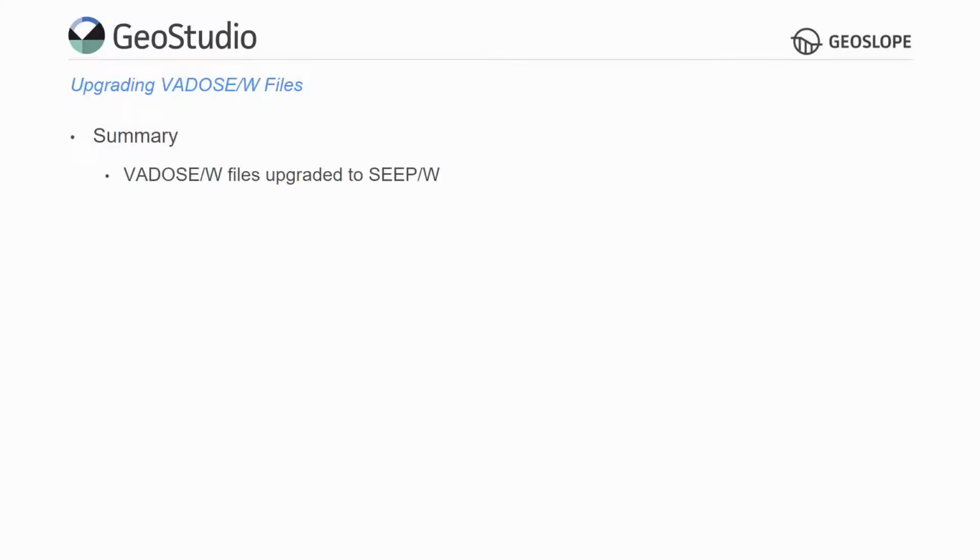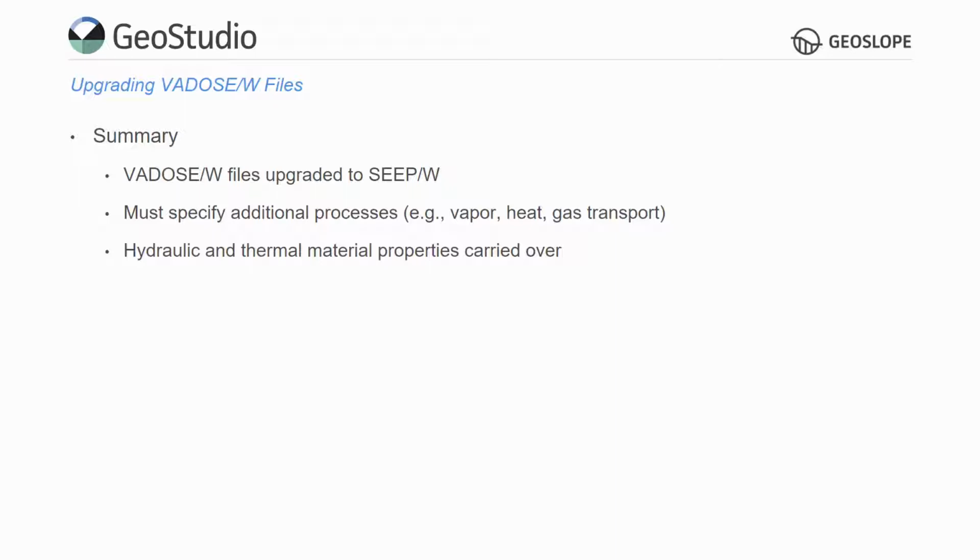In summary, VADOSEW files upgrade to CEPW analyses when opening in GeoStudio 2018. Water transfer is the only default physical process selected upon upgrade, thus additional processes must be specified in the Define Analyses window. The original materials are imported into the new file with the hydraulic and thermal properties automatically populated. The climate boundary condition upgrades to a land climate interaction boundary condition, with the climate data table imported as a data set and the corresponding parameter functions generated automatically.